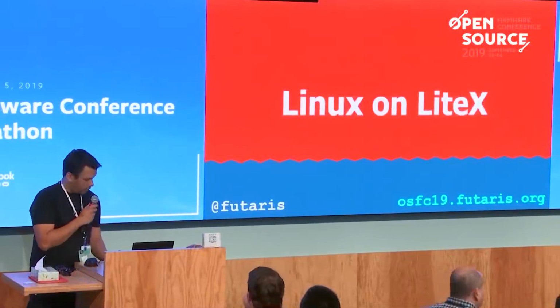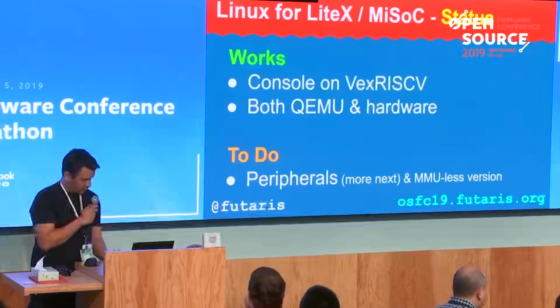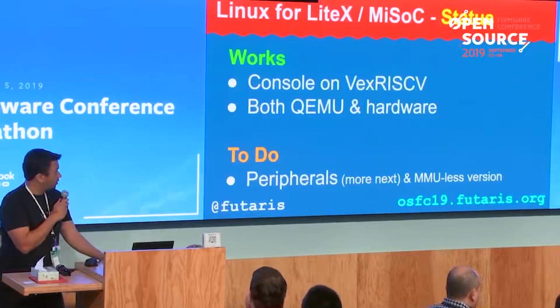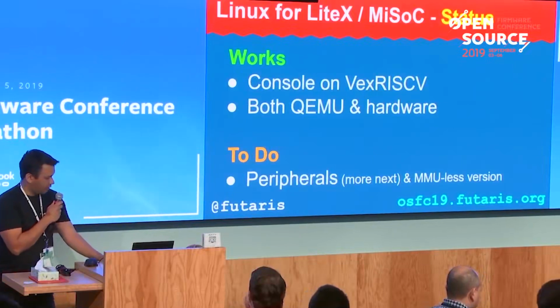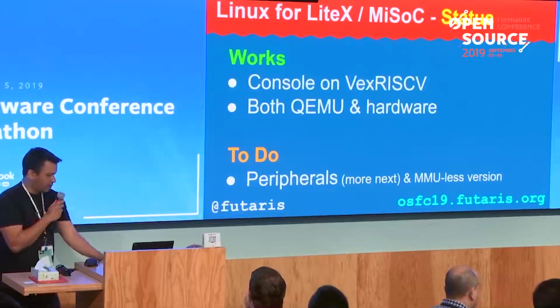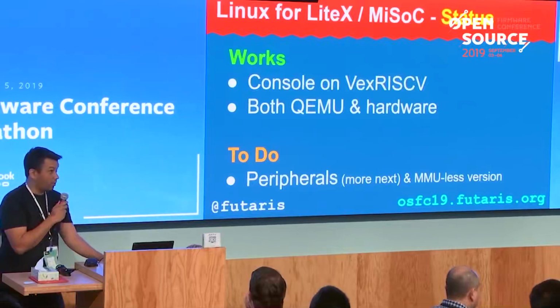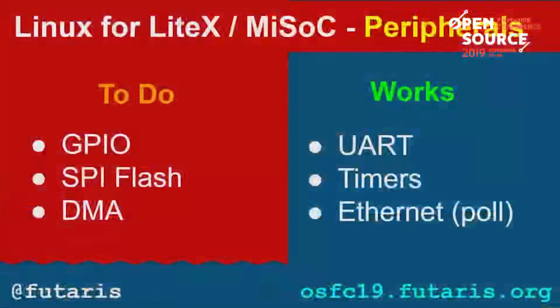So to give a quick demo of Linux on Litex, currently we have it on a VexRiscv soft core. It works in both QEMU and hardware. Some peripherals need to be worked on a little bit more, and the MMU-less version currently doesn't work. Inside Linux, SPI Flash doesn't work. We're using it inside the bootloader. GPIO doesn't work inside Linux, and DMA doesn't work inside Linux.